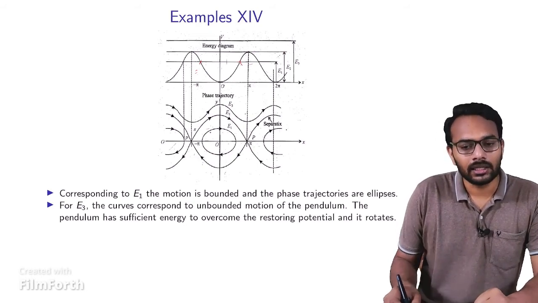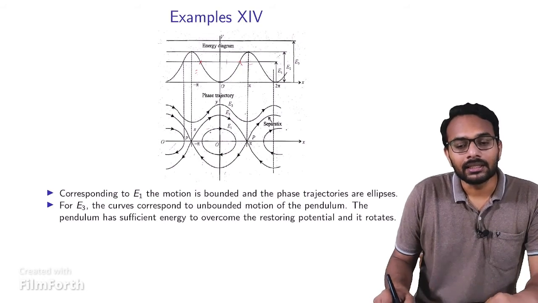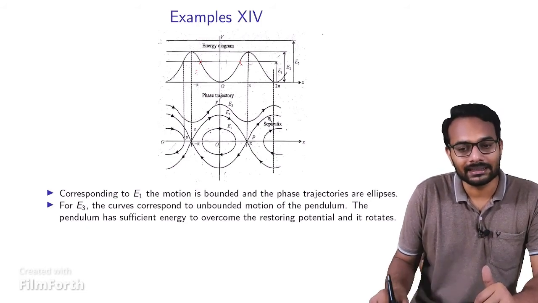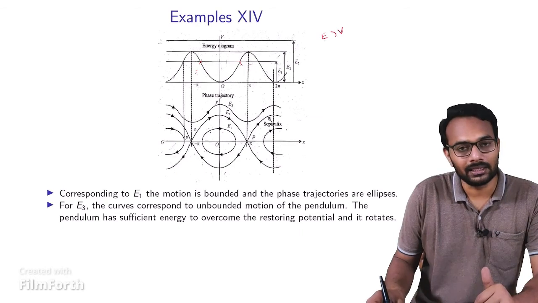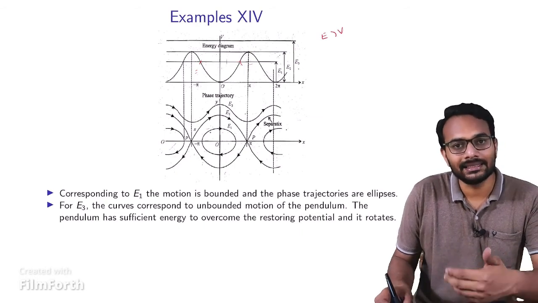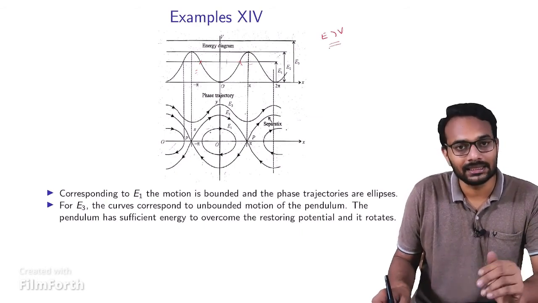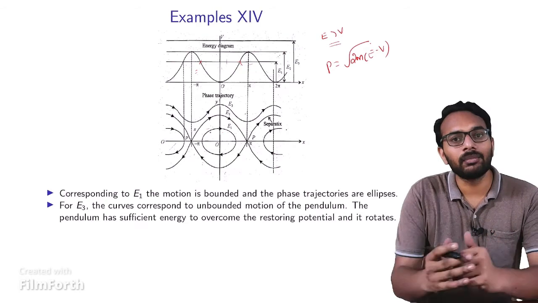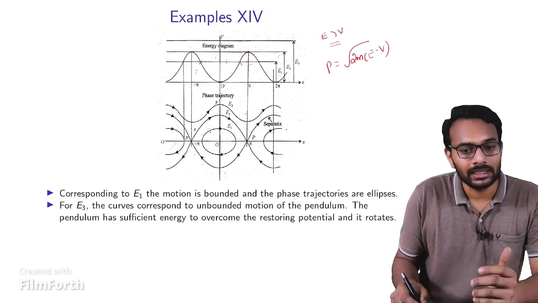Now let's leave E2 for a moment and look at E3. Here for E3 we see that everywhere along the x-axis E is greater than V. The total energy is greater than the potential energy, so the momentum never becomes 0. It's the square root of 2m times E minus V. So the momentum never becomes equal to 0. It decreases, of course.